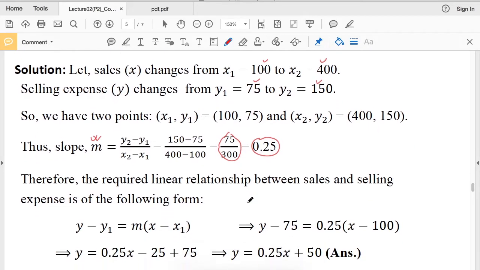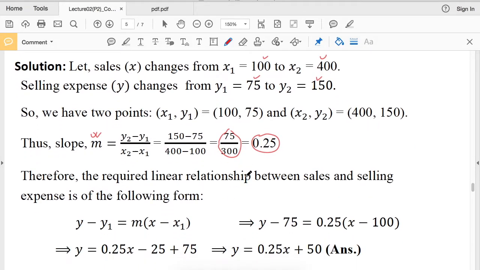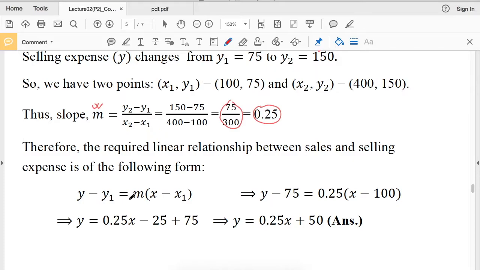So the required linear relationship between sales and selling expense is of the following form, by using formula 1, y minus y1 equals m into x minus x1. Which implies y minus y1 is 75 and x1 100, and this is the slope. So that is the answer.